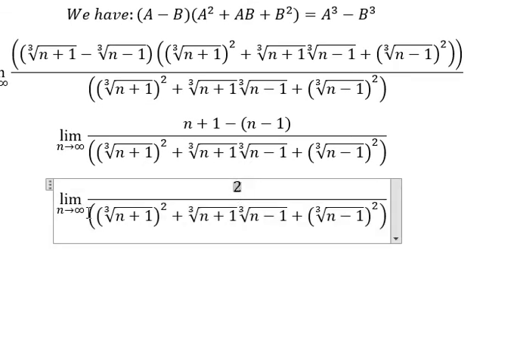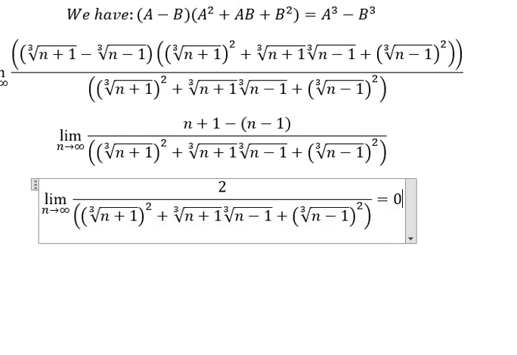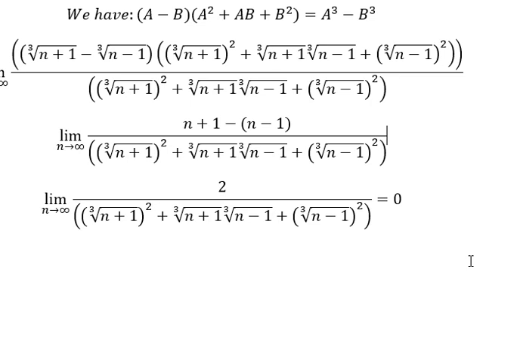So when n approaches positive infinity, this one will go to positive infinity. Number 2 divided by positive infinity, you get 0. And this is the final answer.